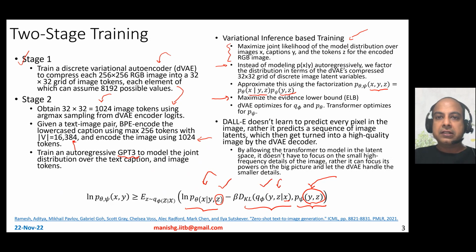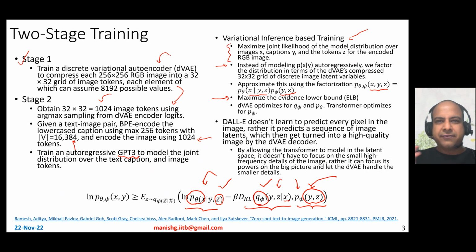Essentially, the encoder is trying to encode X to Z, which basically means it's trying to optimize for Q phi, while the decoder tries to optimize for P theta. That is the probability of generating the original images X back from the latents Z, right? The transformer tries to optimize the P phi. So the third term is actually being optimized by the transformer. We'll see in detail each of these stages in the next few slides.